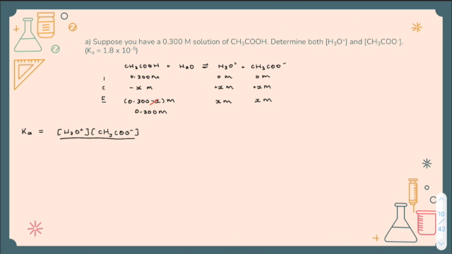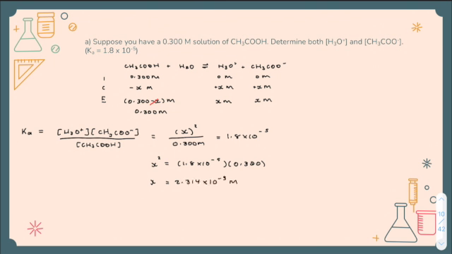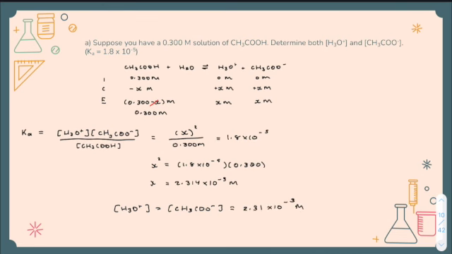So we've got the concentration of hydronium ion and acetate over the acetic acid concentration, which will give us x squared over 0.3 molar, which is equal to the Ka for acetic acid, which is 1.8 times 10 to the negative 5. Solving for the value of x, we get a final concentration of 2.314 times 10 to the negative 3 molar. So the concentration of hydronium ion and acetate ion at equilibrium will be 2.31 times 10 to the negative 3 molar.